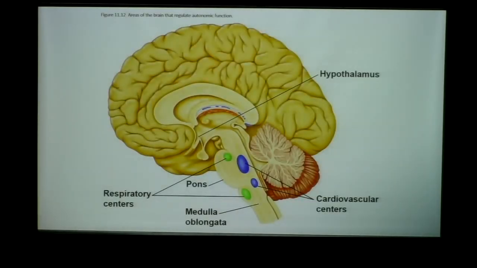Let's talk about some of the integrating centers. So we mentioned that example where signals were being sent on afferent fibers up to some of the integrating centers, and let's point out where these are. So there's the pons and the medulla, and they have different types of centers. There are the cardiovascular centers that control heart rate and blood pressure. There are the respiratory centers that can either speed up or slow down our respiratory rate, how fast we're breathing. Also, there's the hypothalamus, and this brings in our emotional response to stress.